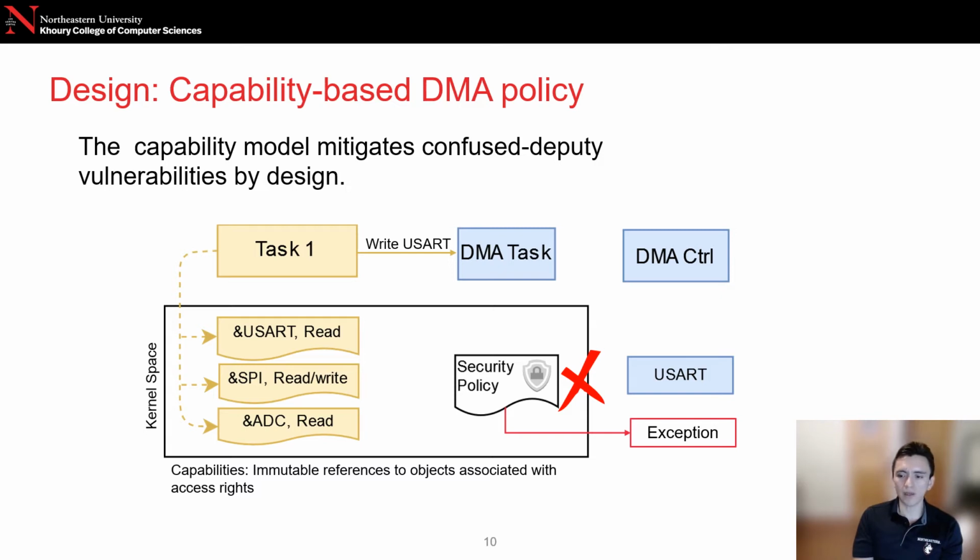We use the capability-based model because it mitigates confused deputy vulnerabilities by design, which in comparison to other models like access control lists, mitigating this type of vulnerabilities requires complex validations that are error-prone and not suitable for embedded applications.